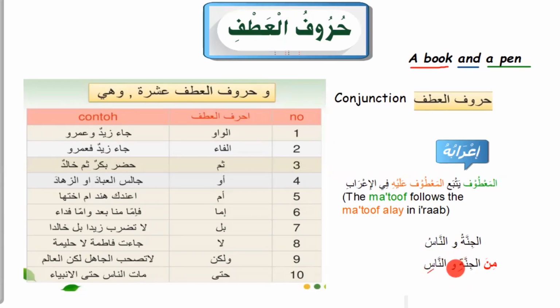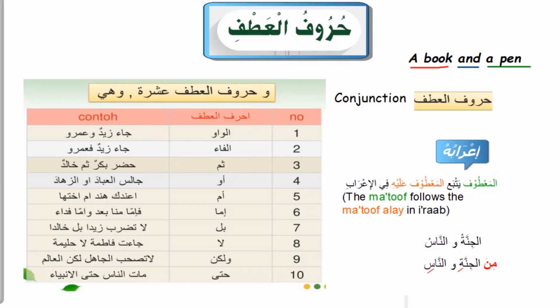Similarly, not just wa, all these huruf al-atf, if they are joining a word to another word, or a phrase to another phrase, or a sentence to another sentence, then if the first has fatha, the second one will have fatha. If it has dhamma, the second will have dhamma. If it has kesra, the second will have kesra. It depends on whatever form the i'rab of the first one is. I hope that is clear. There's no confusion here, right?